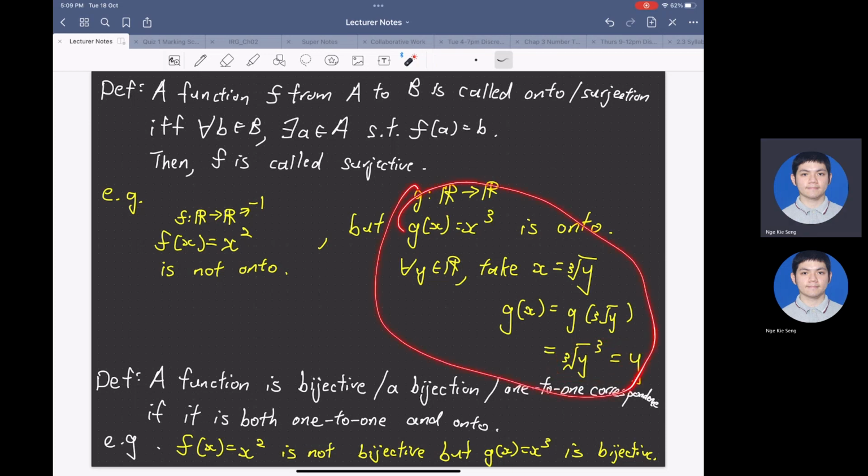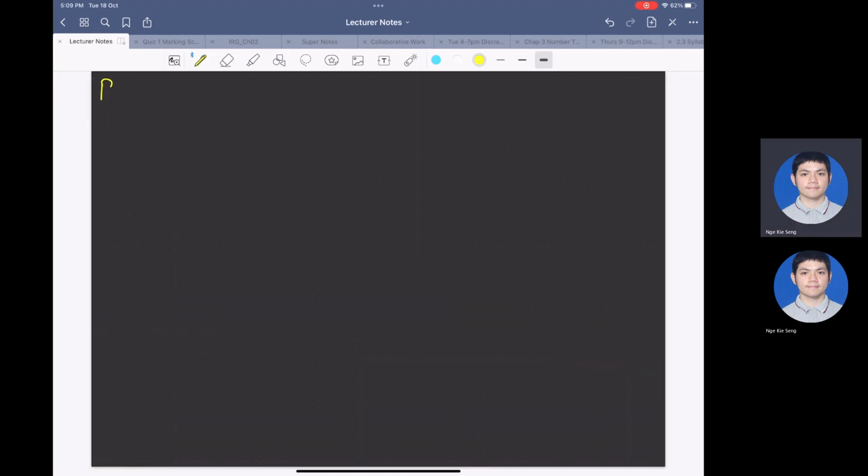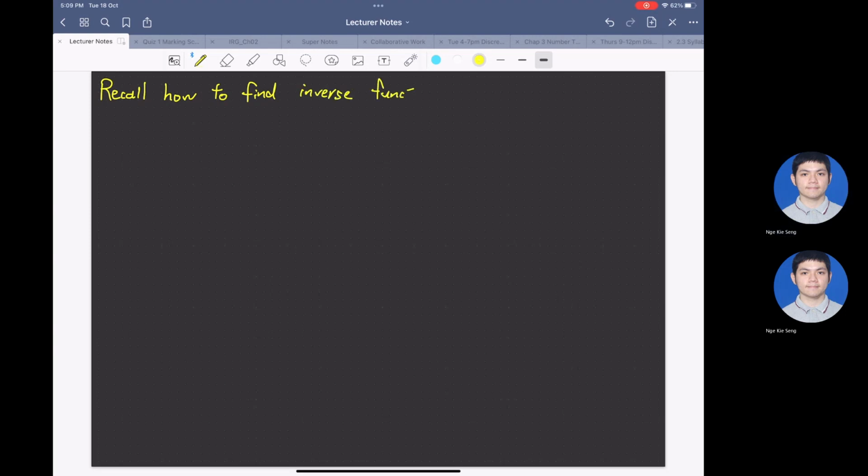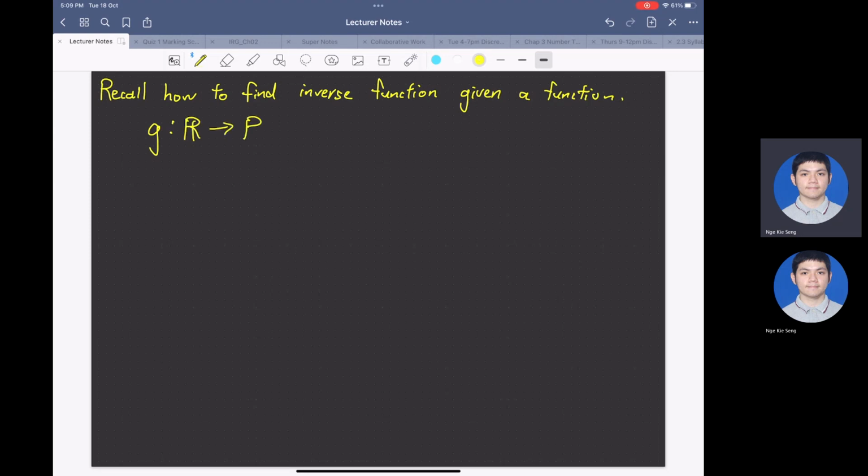For example, this function here. Let's say we are given this function, and this is the cube function. We want to find the inverse.